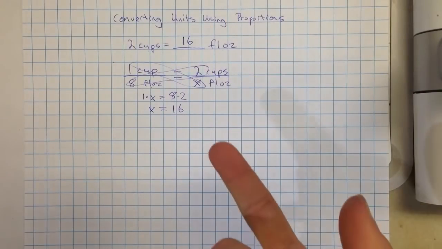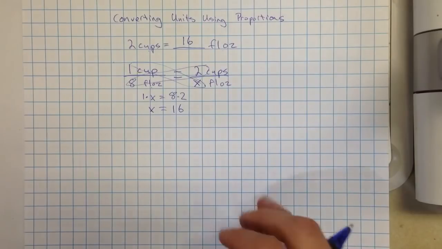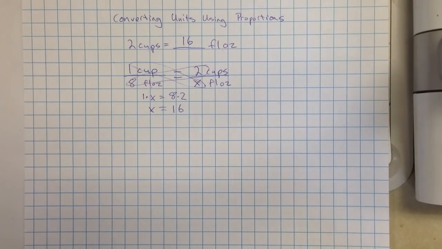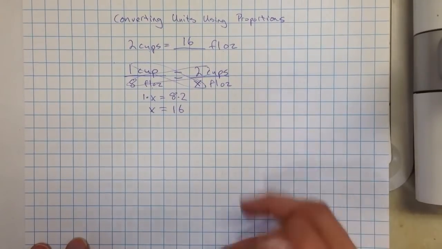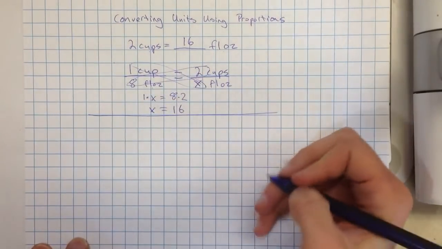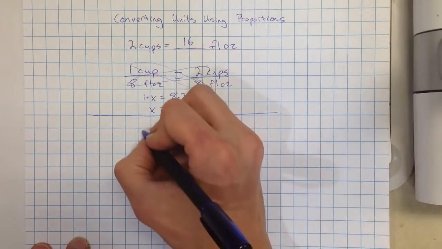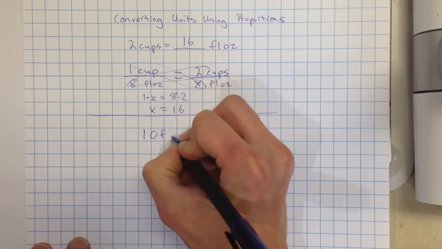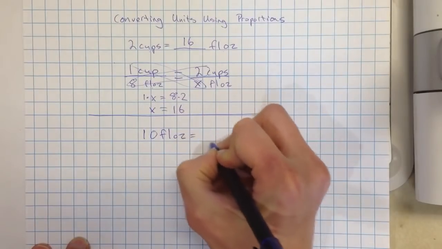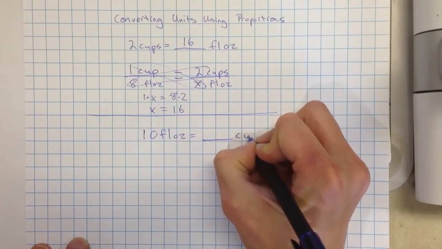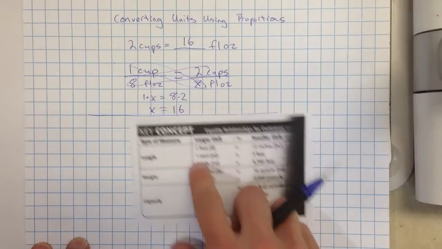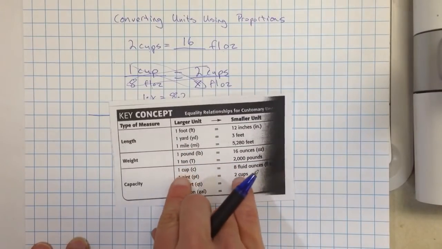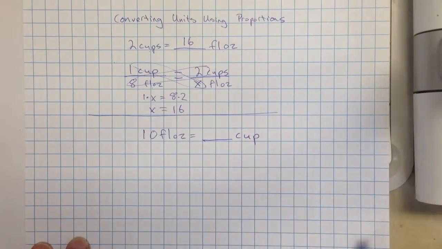With these problems, it doesn't seem as necessary to do the proportions, but they can definitely come in handy when we are working with decimals, and maybe we're not sure, do we multiply, do we divide, how do we do that? So let's say we had the problem 10 fluid ounces equals how many cups? We're going to start always by looking at our chart and saying, okay, which measurement is this? Okay, 1 cup, 8 fluid ounces.